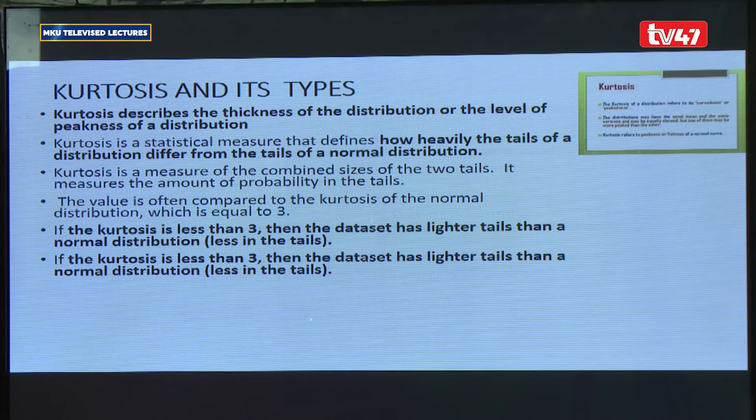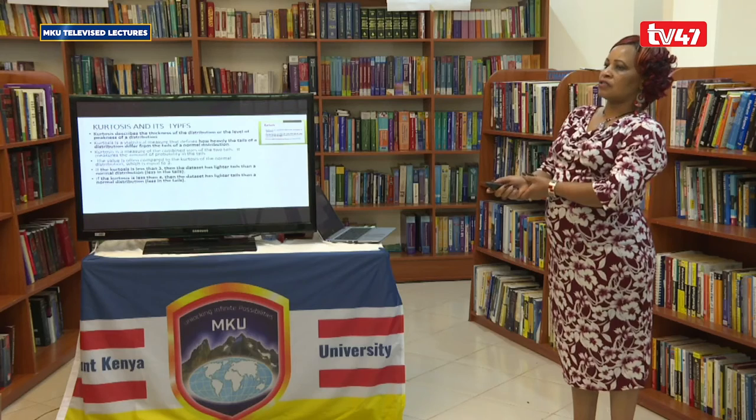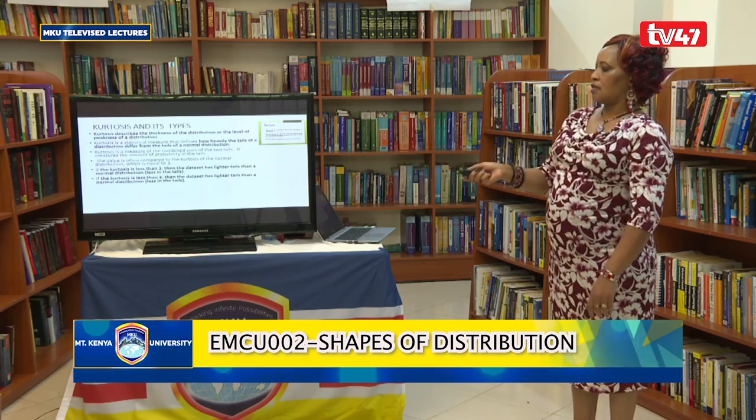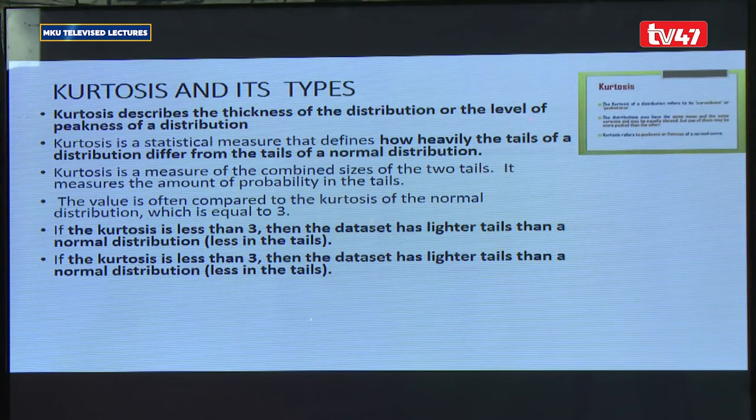Our third component is the kurtosis. We want to look at the kurtosis. We have looked at the number of peaks, the modality. We have looked at the symmetrical distribution, and now we want to look at the kurtosis, which describes the thickness, or the levels of thickness, of the distribution. We want to see how thick the peaks are. So the kurtosis is a statistical measure that defines how heavily the tails of the distribution differ from the normal distribution tails.